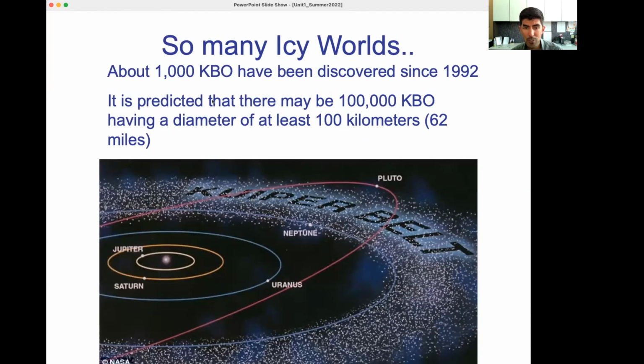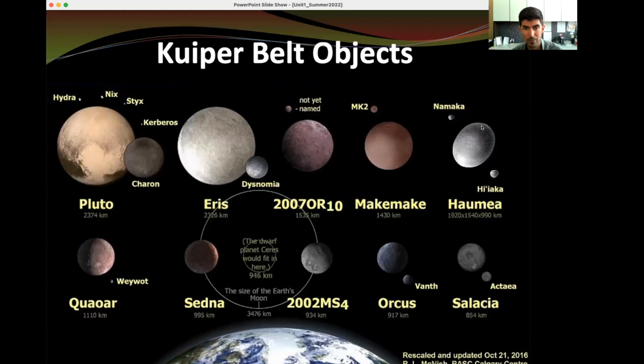Eventually, over 1,000 different Kuiper Belt objects had been discovered to date. And it is often predicted that there might be over 100,000 Kuiper Belt objects greater than 62 miles wide. And so there are clearly a lot of objects out past Neptune, including Pluto. Now that we see that Pluto is not alone in this part of our solar system, it started to beg the question: is Pluto a planet, or what is a planet in general?